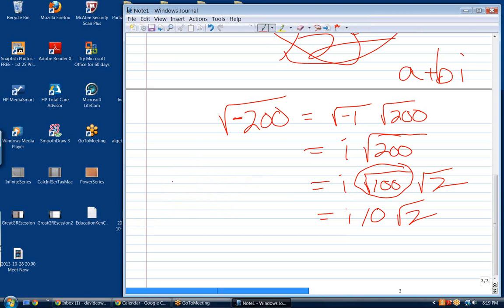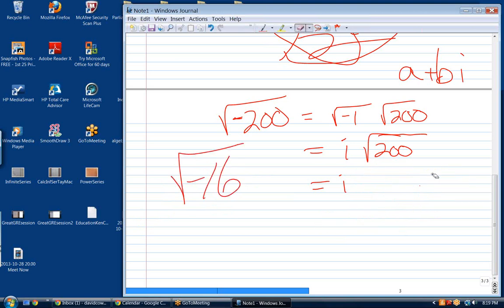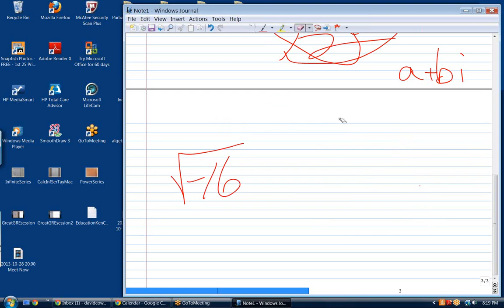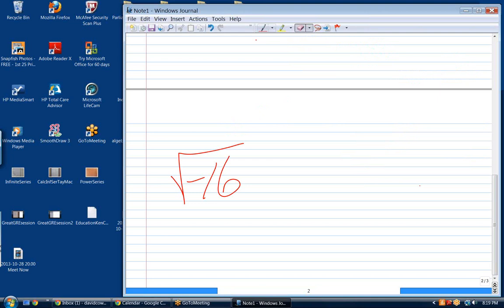So what's the square root of -16? Square root of -1 times square root of 16 equals i times square root of 16, which is 4i. Yep. That's it.